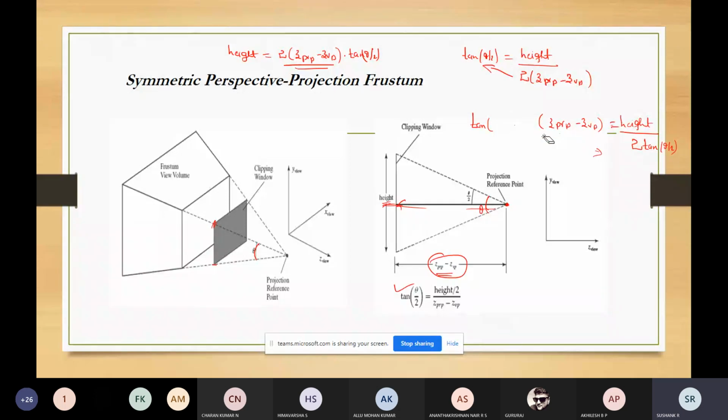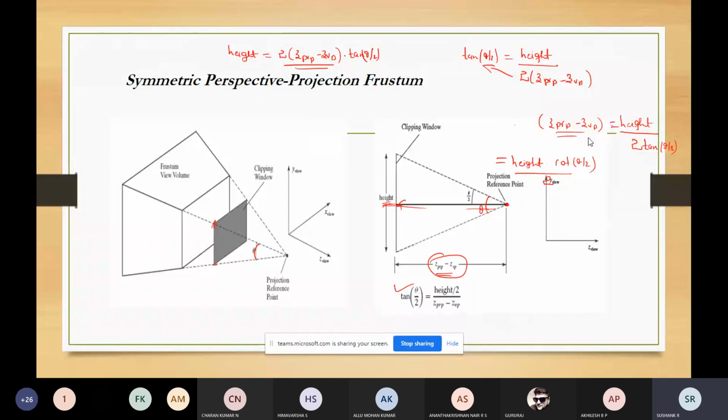You know that 1 by tan theta is equal to cot theta. So you can write this, I'll write it here because of space constraint, as height into cot theta by 2. So this is the formula to find ZPRP minus ZVP. Like this you can calculate the other factors also.